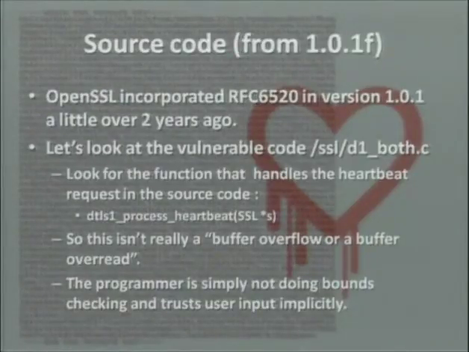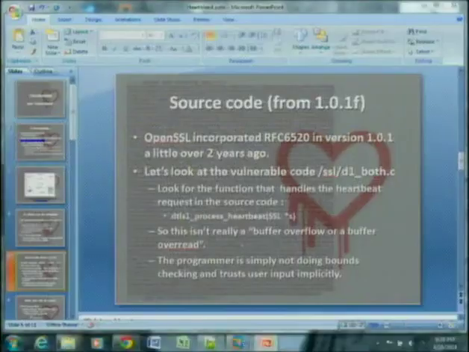So we're going to take a look at the source code from the latest vulnerable version of OpenSSL. It's 1.0.1f. Essentially, they incorporated this heartbeat function in OpenSSL as of version 1.0.1, and every version released since then up through F is vulnerable. G, which they've just released as the patch version, is no longer vulnerable to this. So let's take a look at the code. Hopefully I have it up here.